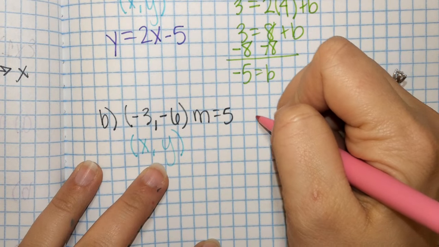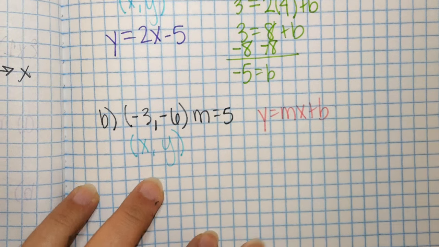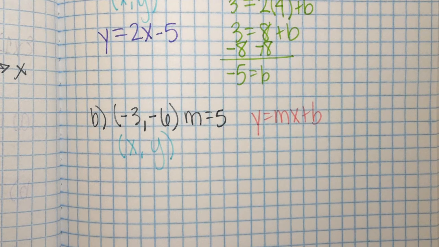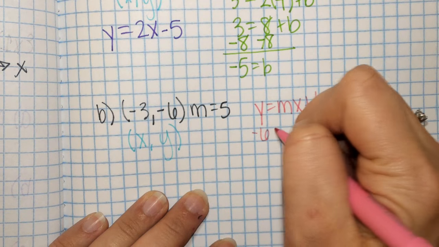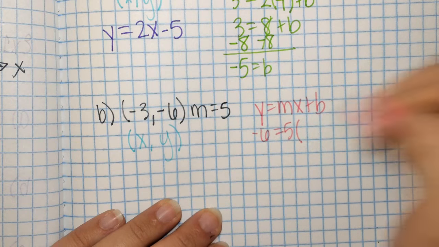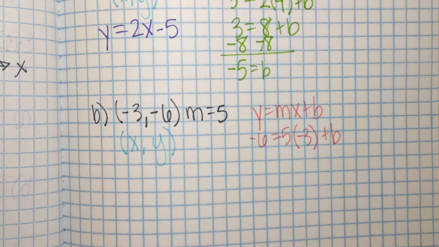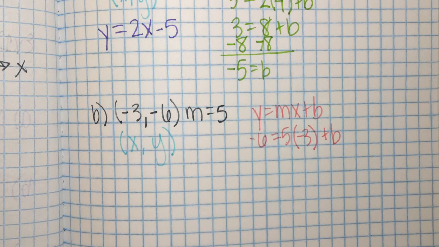Alright, so now we're plugging it into slope-intercept form because that's what it asks us to do, correct? Okay. Now, what does Y equal this time? Negative 6 equals. What does M equal? 5. What does X equal? 3. Plus B. Does everybody see where we got that from?